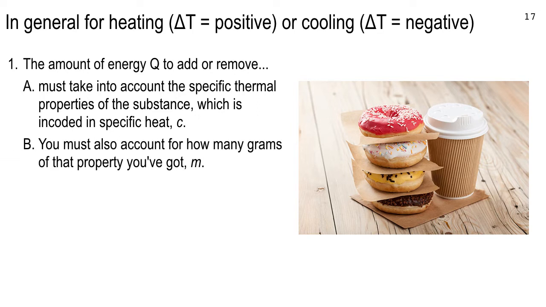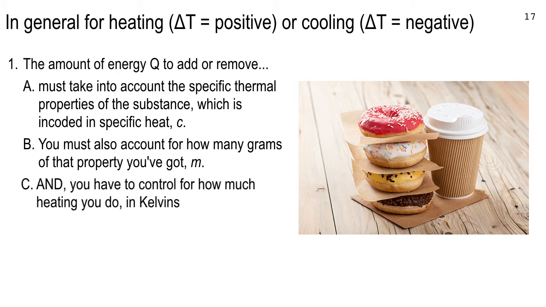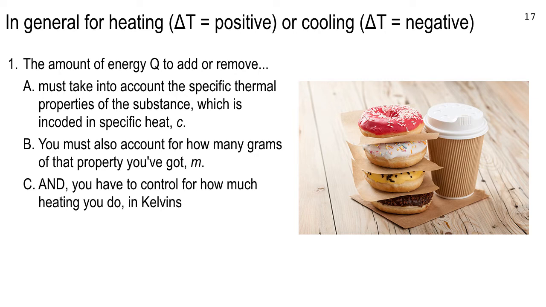You've got to take into account how much of it you've got. The specific heat tells you how much energy for 1 gram and 1 Kelvin. So if you have more than 1 gram, you have to deal with the mass, M. And this is going to be a number for us, say 120 grams or whatever the mass is. And then the third thing you have to take into account is how much you're cooling it off or heating it up.